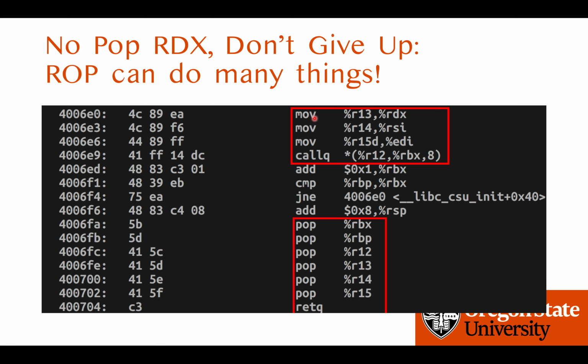And we also learned about the case where we do not have a pop RDI return, but in most of the compilers it will generate this kind of code snippet. Then we can reuse these as a gadget. Then we can set RDX by controlling all the other registers.